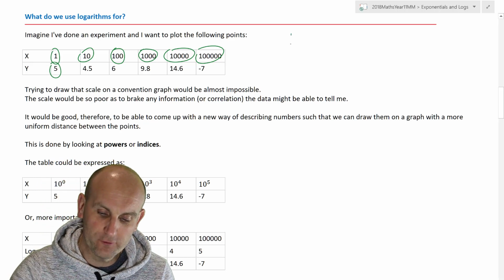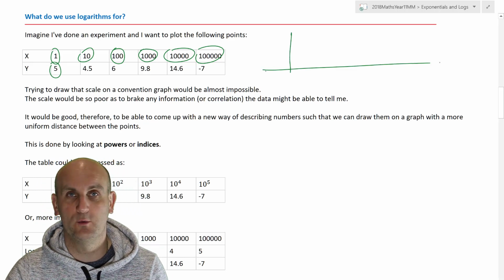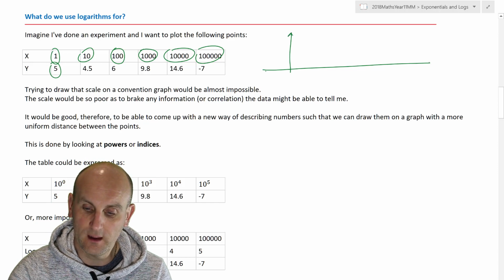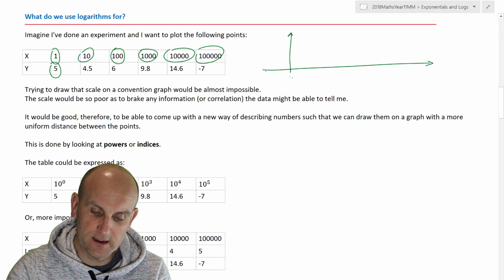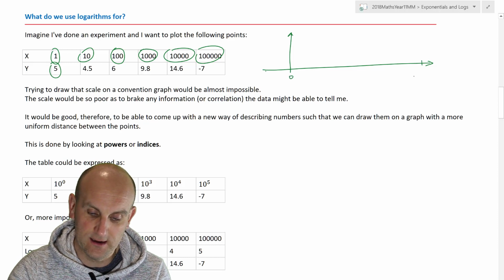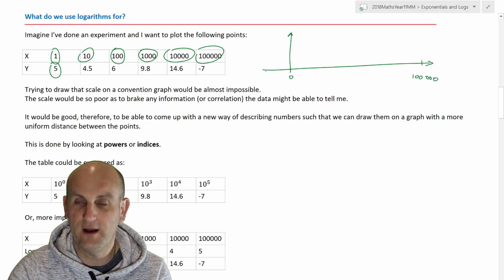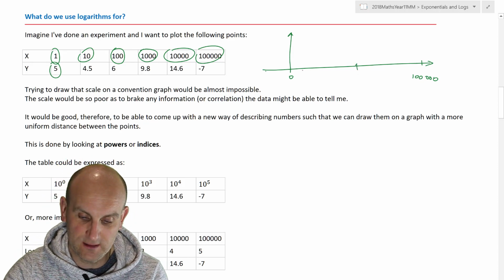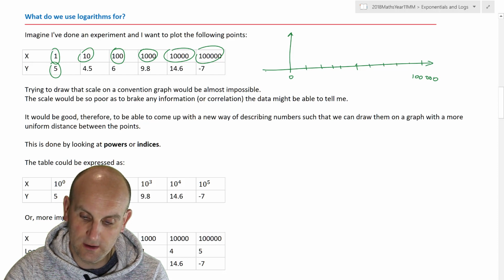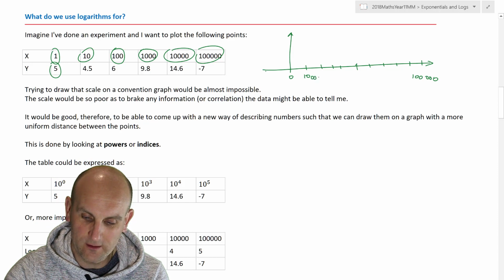Now, if I was to try and draw this graph, it would look dreadful. It would provide no real information. Why? Well, imagine this is my 0, and my biggest value here is 100,000. How on earth would you do an accurate scale for that? Well, that would be 50,000. Split that up into 1, 2, 3, 4. So this here would be 10,000.